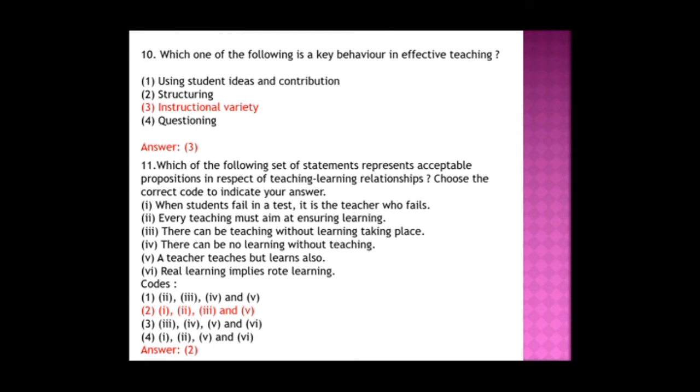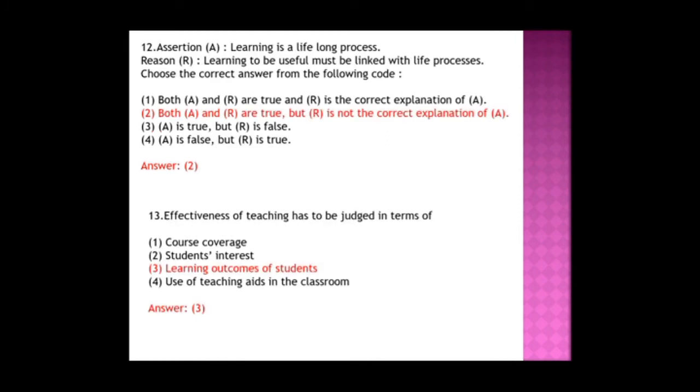First, second, third, and 5 is the answer here. A teacher teaches but learners also, right? And here 4 and 6 are not correct for the statement. Which of the following set of statements represent acceptable propositions in respect of teaching learning relationship? That's our statement. So it indicates these 1, 2, 3 and 5 are the options from here. So the second one is the answer.